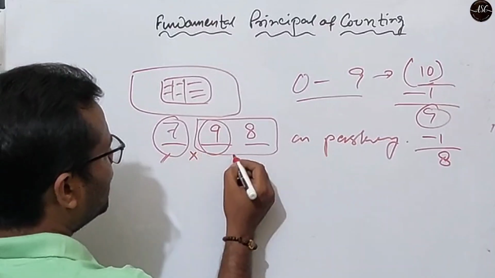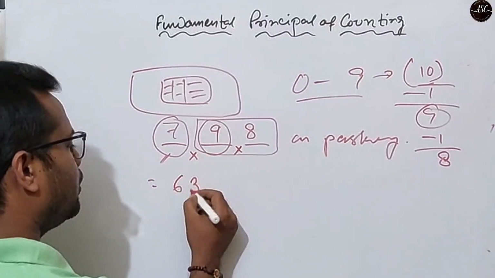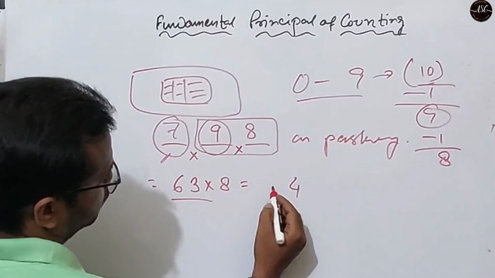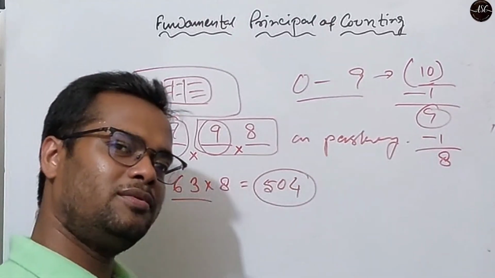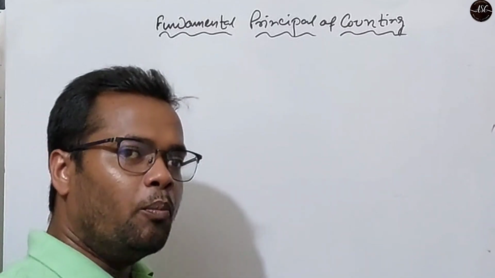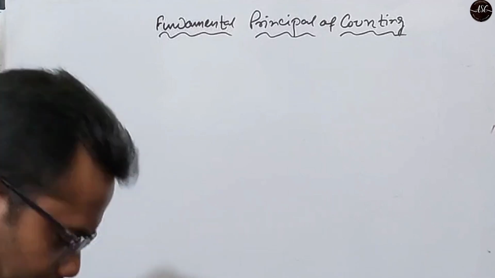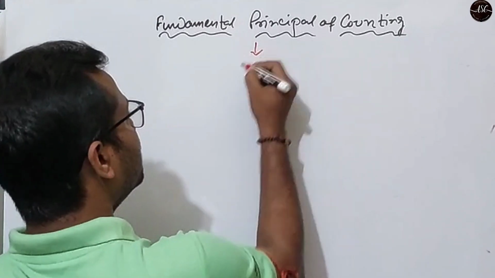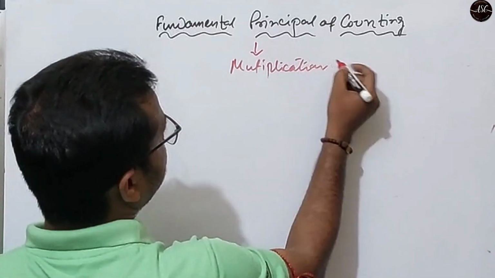Now simply multiply these 3. So there are 504 possible numbers. Now we are going to do more examples to better understand this principle. This principle, the fundamental principle of counting, is known as the multiplication principle.